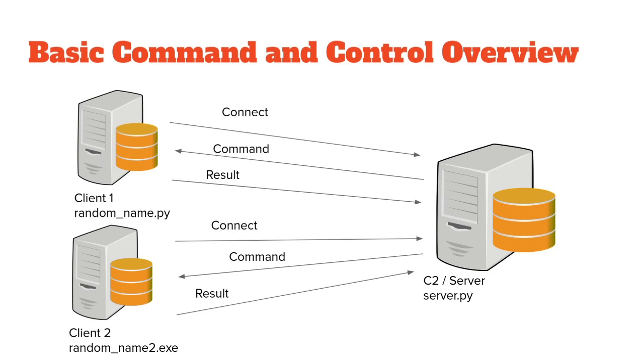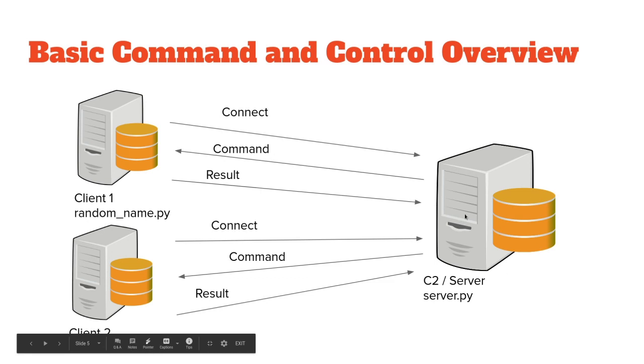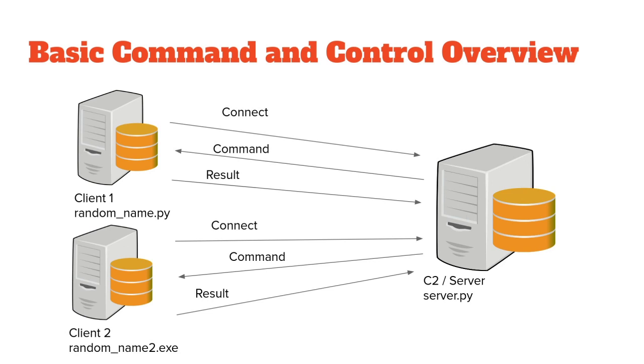Bad guy sets up a central server and then builds all these little clients and, through some means, gets them on target machines, either through phishing emails or, I don't know, just on USB sticks. However bad guys get an executable onto a system these days, you run it, and then from that point on, the client connects outbound to the C2 server.